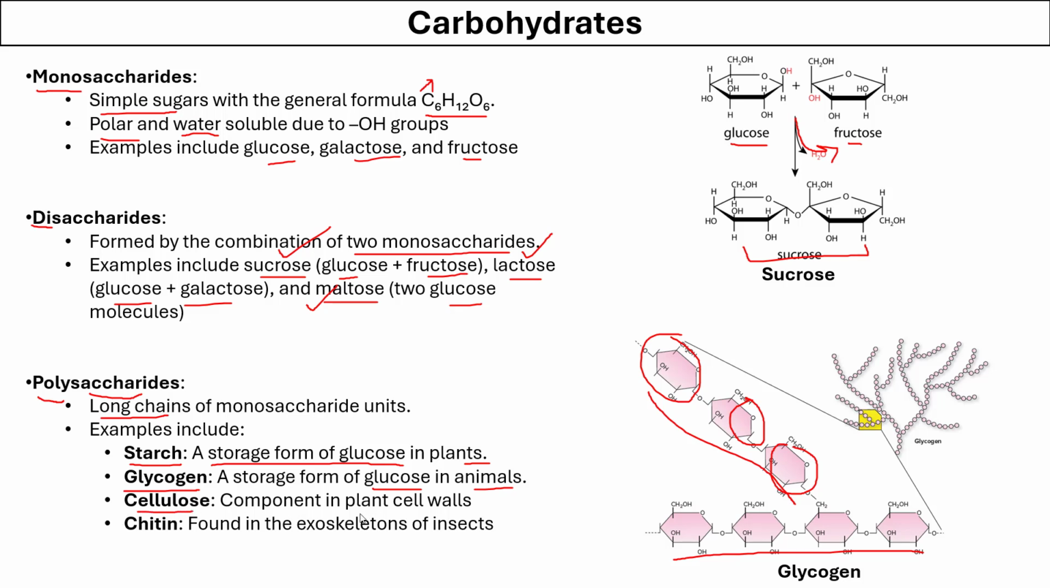Cellulose is the polysaccharide which is present in the plant cell wall, and chitin is the polysaccharide which is present in the exoskeleton of insects. Like you would have seen those plates or shells on top of some insects, the hard structure, they are formed of chitin.